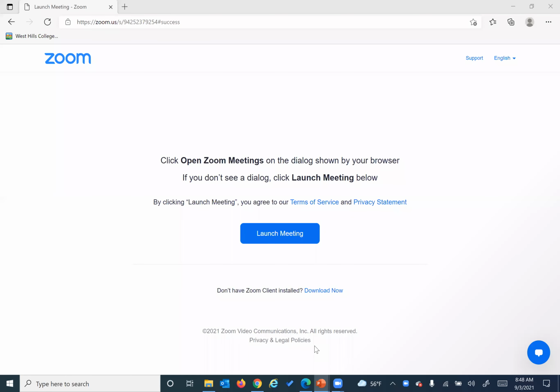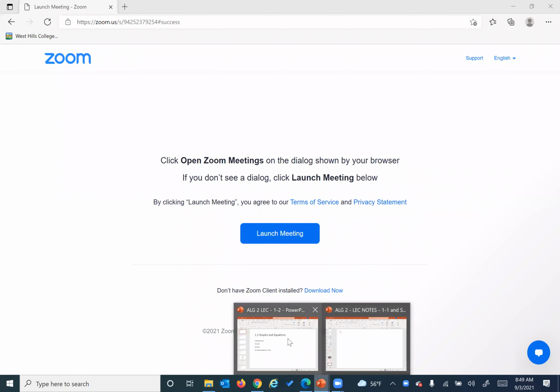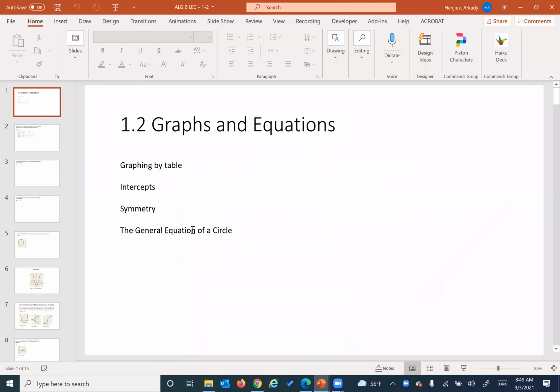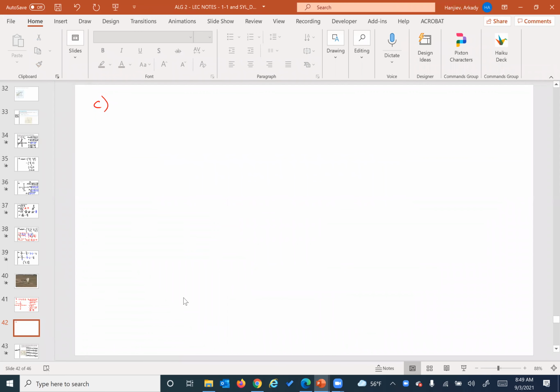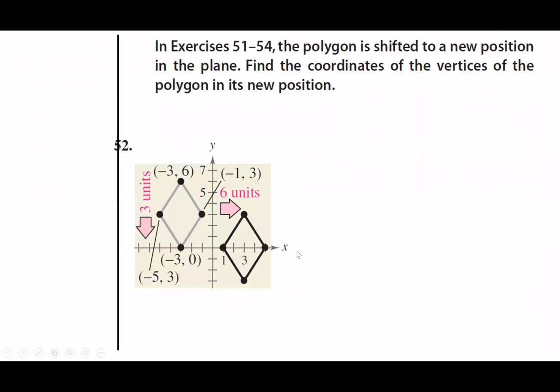All right, class, let's continue. Last few pieces of 1.1, right? Last few pieces here. This is 51 to 54, so a little bit more with graphing. Is this whole concept of transformations.